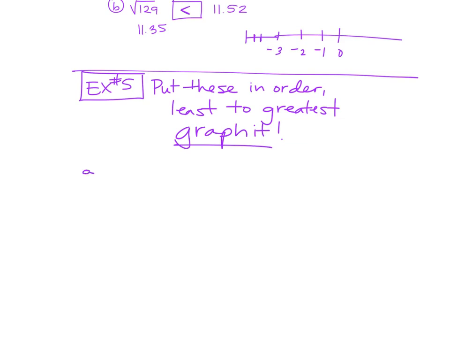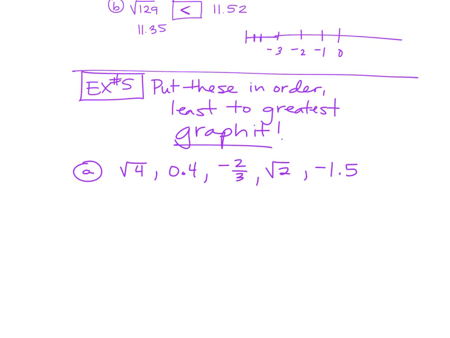So we're going to start with these numbers. The square root of 4, 0.4, negative 2/3, the square root of 2, and negative 1.5. Okay, so we're looking at all these numbers. How do we compare them? What should we do to them? Make them all decimals, right?